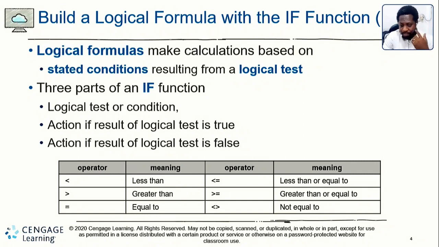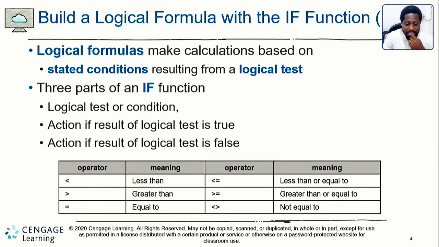They make calculations based on stated conditions resulting from a logical test. And there are three parts of the if function. For example, we have the logical test or condition, an action if the result of the logical test turns out to be true, and an action if the result of the logical test is false.